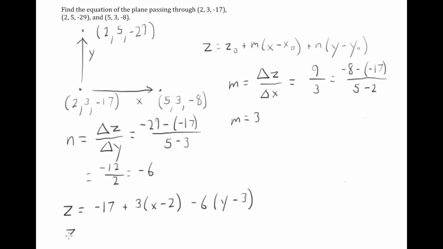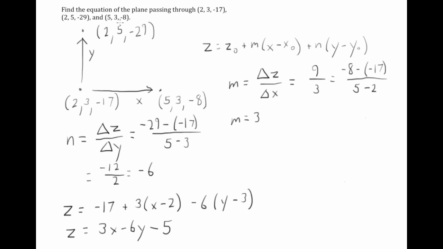And of course you can simplify this a little bit. So in particular, notice that we're going to have a 3x minus a 6y, minus 17, minus 6 is negative 23, plus 18, so that's going to be negative 5. So that's the equation of our plane.